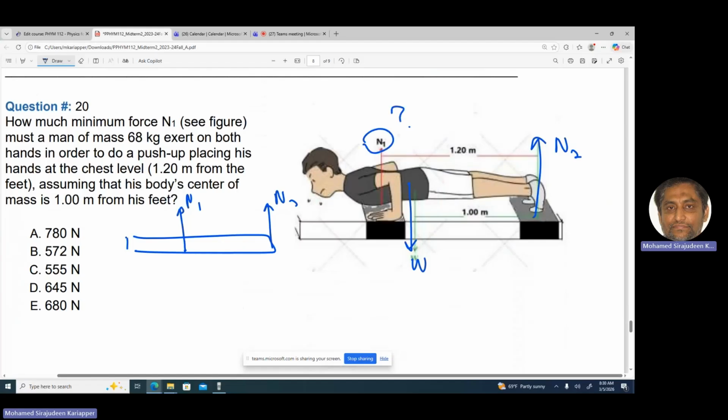What is the value of N1? This is the question. Do we know N2? We don't know N2. Do we know W? Yes, we know the W because the mass is given, so it will be 68 multiplied by 9.8 Newton. Right. We have two unknowns. Is that an issue? No. We can answer this question. Tell me how. So I'm going to say this is point A, this is point B, and point C. It goes straight to the rotational equilibrium condition. What is this rotational equilibrium condition?